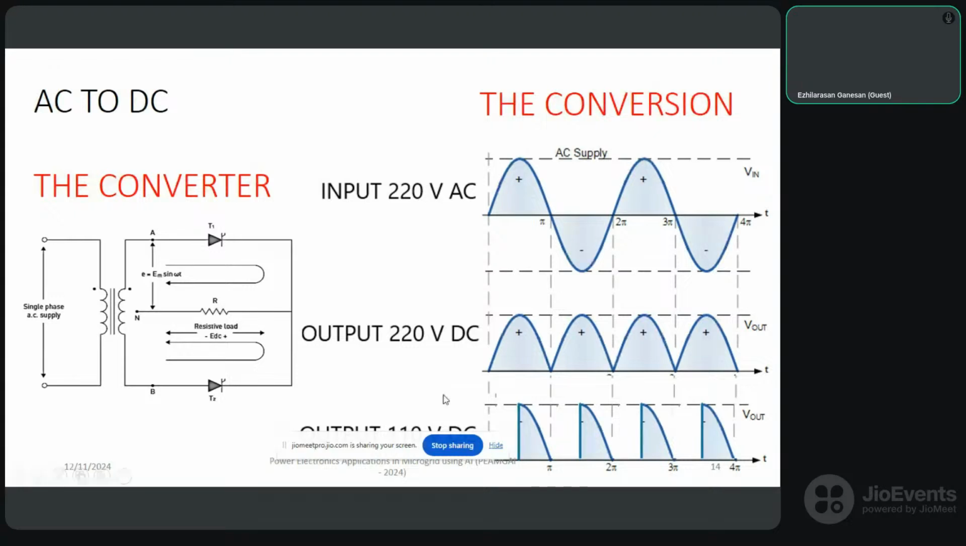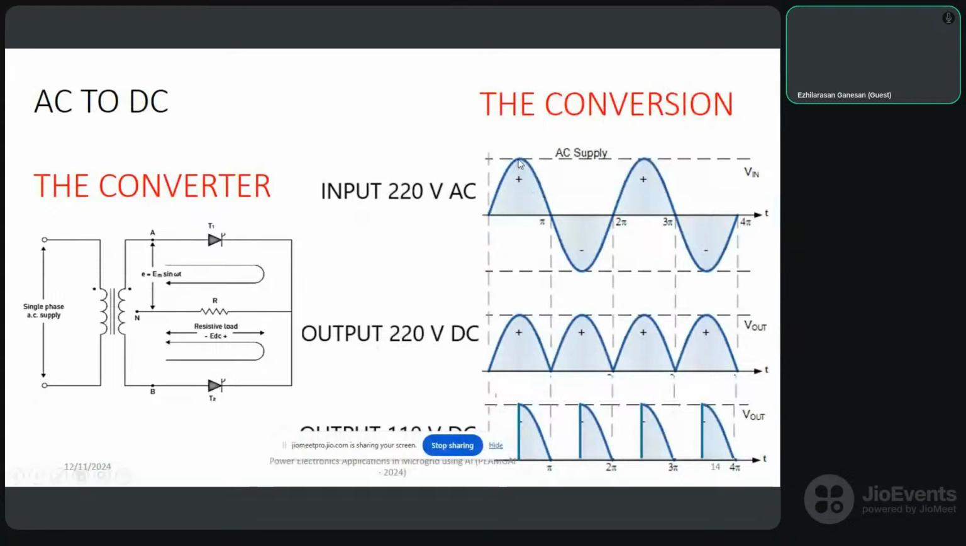This will be the output. Suppose you want control. I want only 110 volts, because I have brought a device from America which needs only 110 volt DC, whereas here we have only a 220 volt AC supply. What I can do is control it very easily. You take the input waveform.